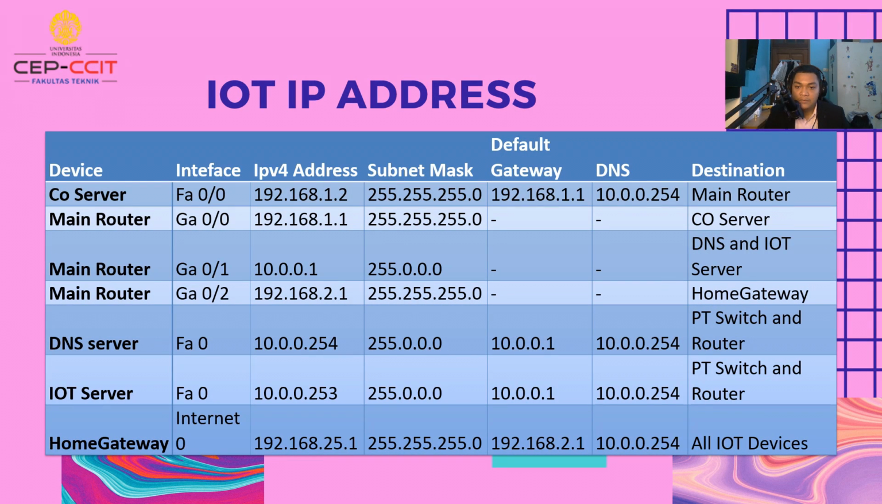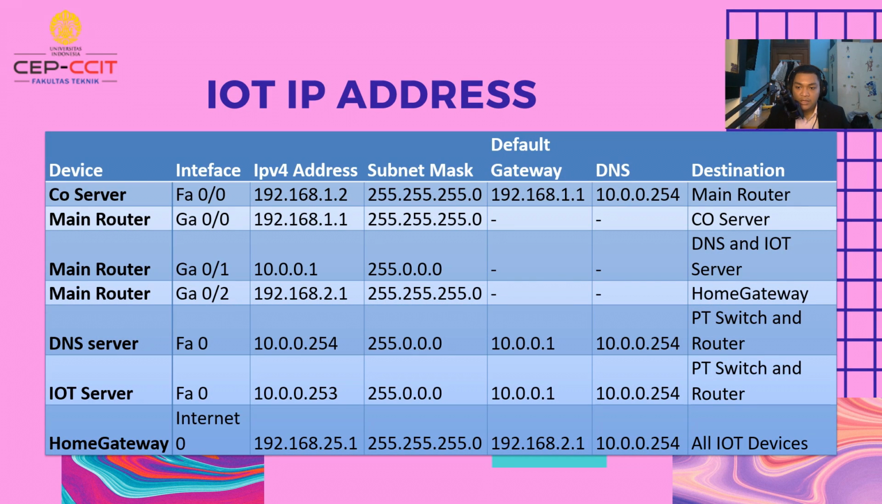And the main router interface GA0/2 uses IPv4 address 192.168.2.1 with subnet mask 255.255.255.0 and the destination is the home gateway. The DNS server FA0 IP address is 10.0.0.254 and the subnet mask is 255.0.0.0. The default gateway is 10.0.0.1. That's why the main router GA0/1 is connected to the DNS server and the IoT server.